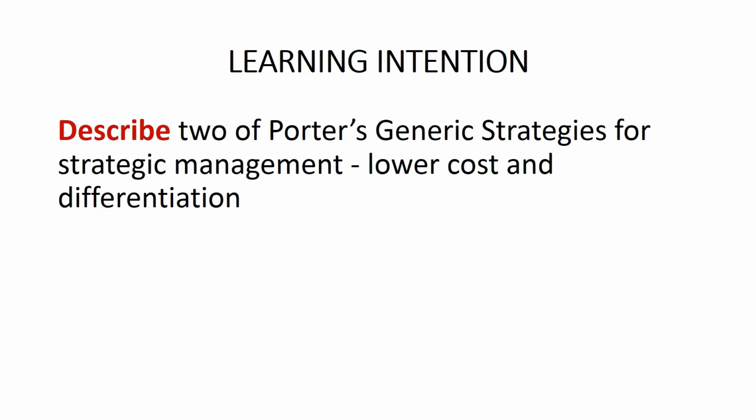Here is the learning intention for the two videos. This is that you should be able to describe two of Porter's generic strategies for strategic management. And the two strategies that we're looking at are the lower cost strategy and the differentiation strategy. Please make sure that you have this learning intention in your Cornell notes.